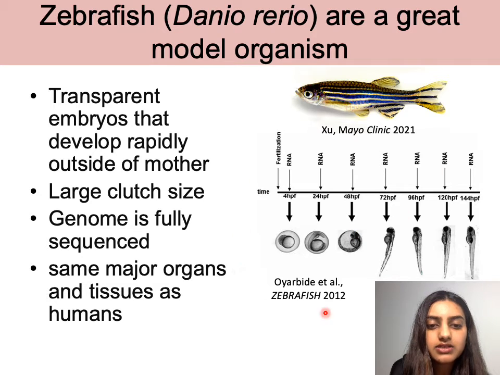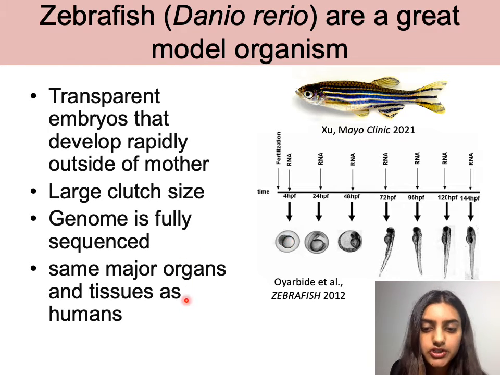So because of the way that they develop, we're able to access the nervous system throughout all the stages of development. They also have a pretty large clutch size, which gives us a lot to work with. Their genome is fully sequenced, and they have the same major organs and tissues as humans. So that makes the zebrafish an excellent model for human disease as well, like epilepsy.